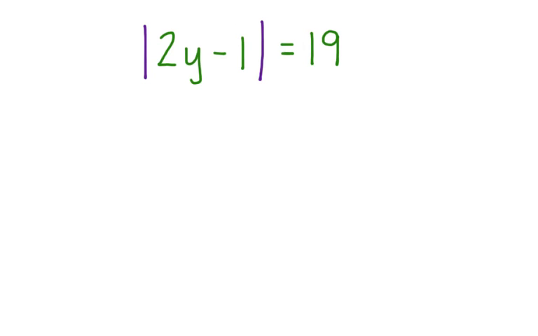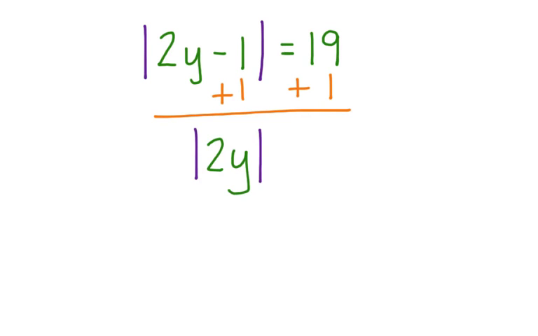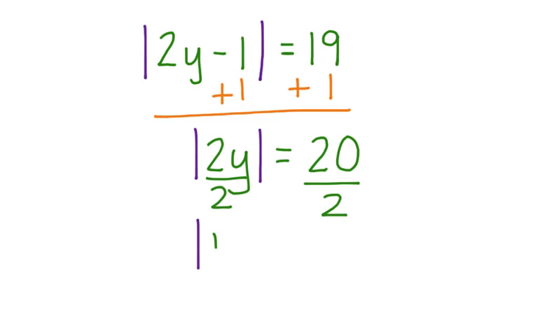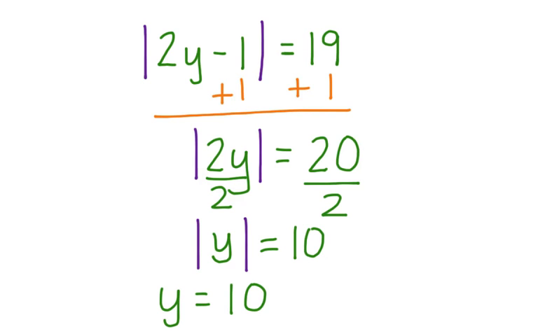The absolute value of 2y minus 1 is equal to 19. We add 1 to both sides. Bring down the absolute value of 2y. Equals 20. Divide both sides by 2. The absolute value of y equals 10. Y is equal to 10, or y could be equal to negative 10.